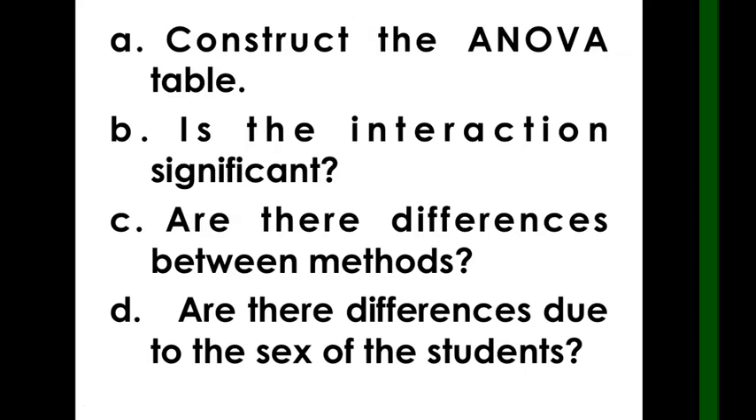Now, the questions are these. A. Construct the ANOVA table. B. Is the interaction significant? C. Are there differences between methods? D. Are there differences due to the sex of the students? So these are the questions to be answered.